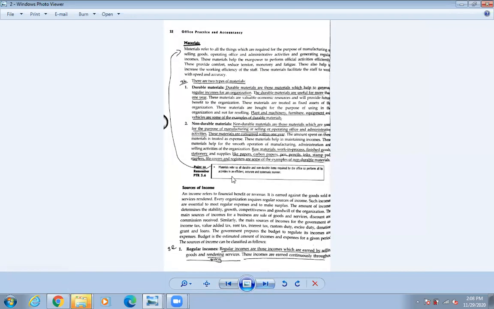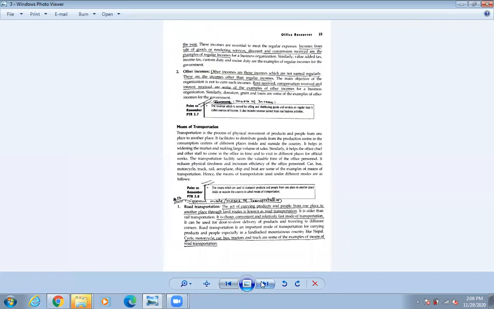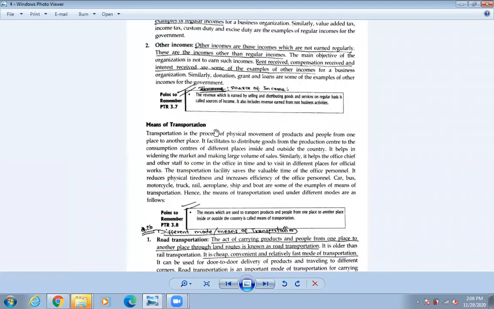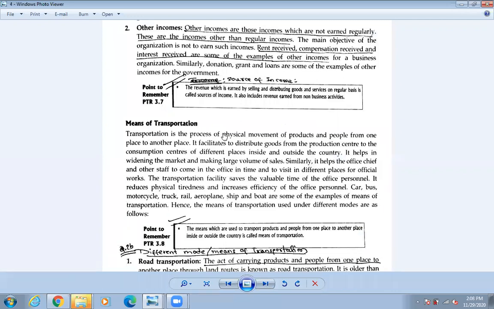Okay. Second one is the material, we need things in the office. Third one, we need income. We need money, we need to buy things. We need the things, we need the income to survive, so that's why we need the income. So fourth, we need the transportation also.